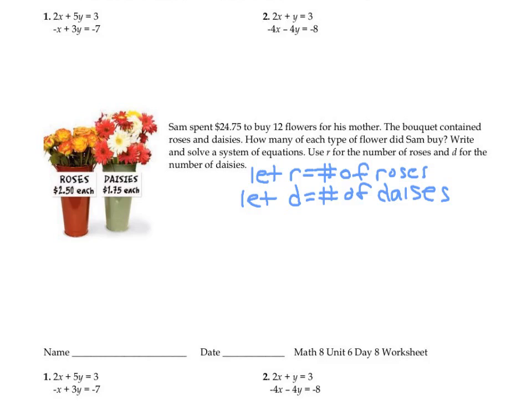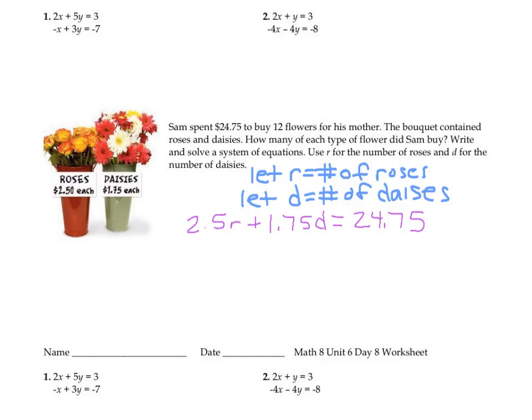So using the picture on the left, we can start by seeing that the roses are $2.50 each and the daisies are $1.75 each. So if the roses are $2.50 each, we can write 2.5R, and then since the daisies are $1.75 each, we can add in 1.75D. But then we need that to equal something. So since these were both money, and we know that Sam spent $24.75, we can set that equal to 24.75. So now we added the money for the roses plus the amount she spent on the daisies equals how much she spent total.